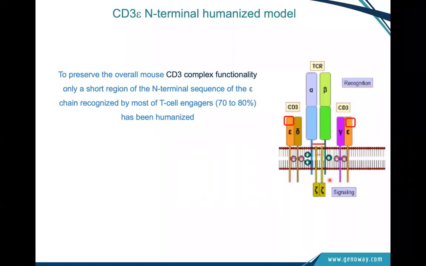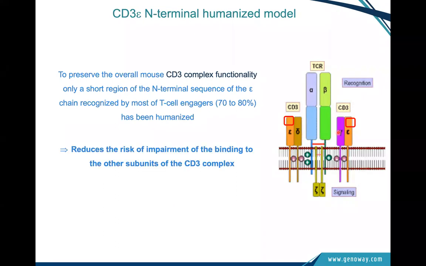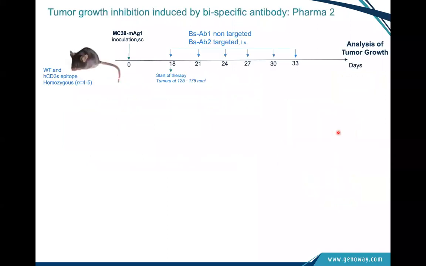So most of the T-cell engagers which are available on the market today target the N-terminal part of CD3 epsilon. So what we did is that we humanized this by knock-in, and we paid attention not to modify any of the amino acids involved in the binding of epsilon to delta or epsilon to gamma. And as such, this resulted in a functional CD3 complex, and those mice are available.